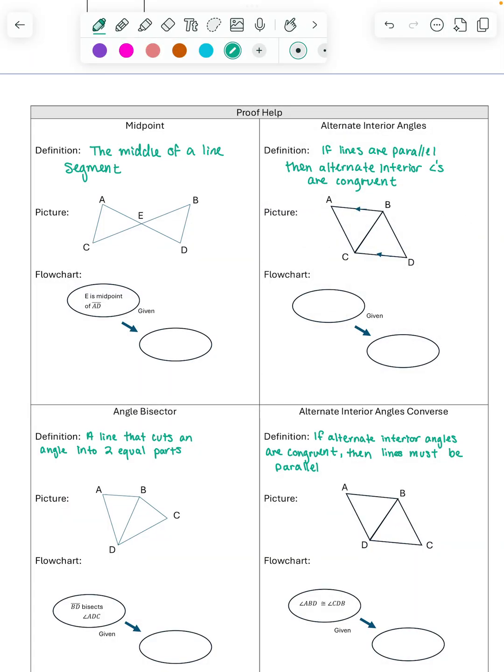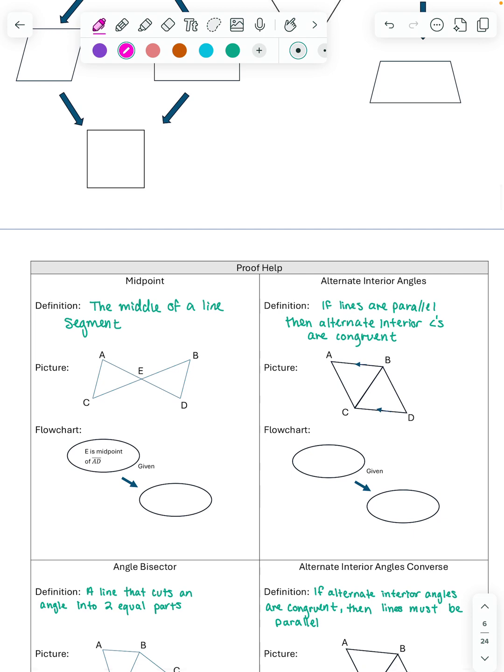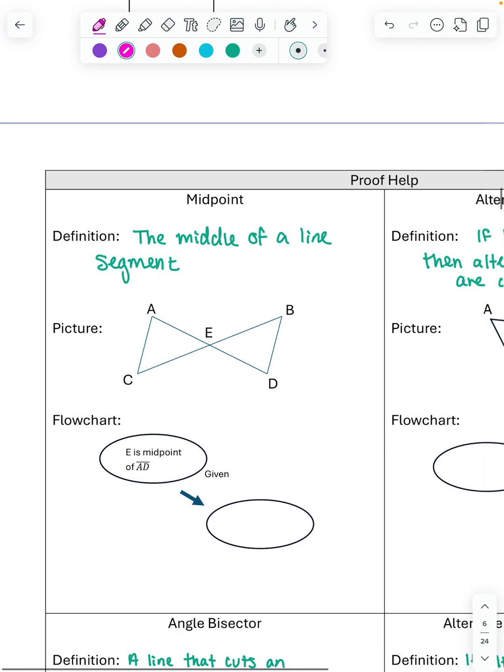Hello everyone, welcome back. Today we're not doing a lesson, we are just going over the proof help in this video. We have 8 proof helps that we are going to go through, starting with midpoint.